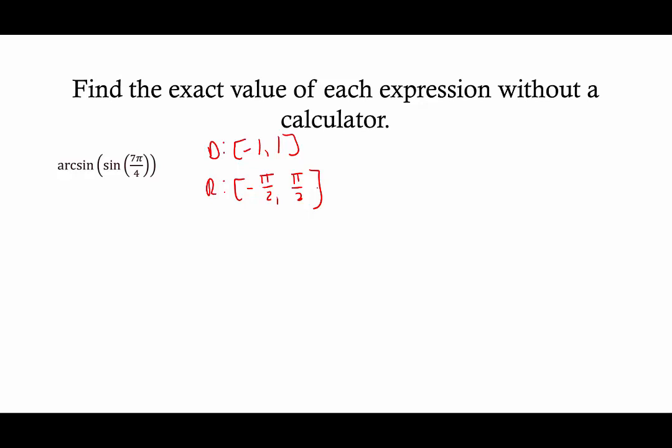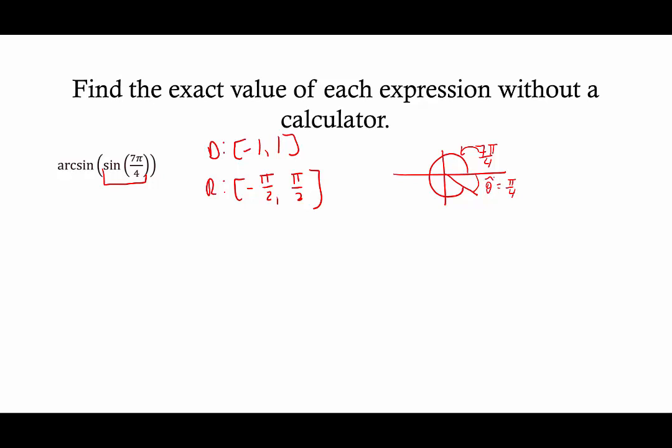So we start, just like with any composite function, with the inner function. What is sine of 7π/4? And if you get stuck with that, you can think of A, the unit circle, or B, just graphing this and seeing what we end up with. So if I was to graph this in the coordinate plane, 7π/4 would terminate in quadrant 4. So here's 7π/4. That's my angle measure. And then this right here would be our reference angle, and the reference angle here is π/4.